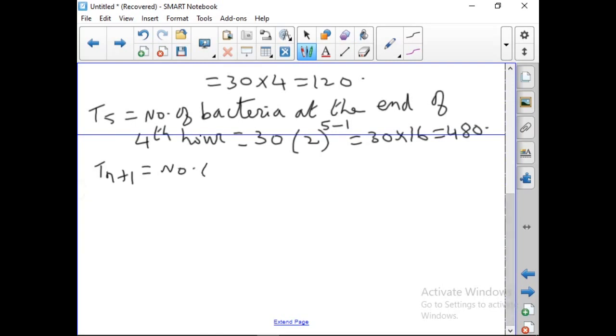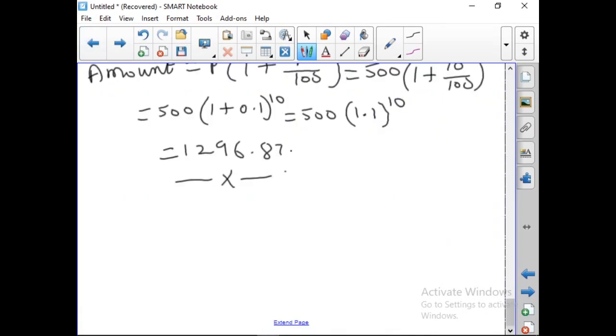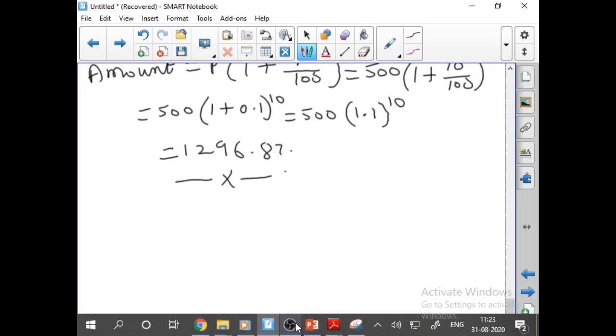T(n+1) is the number of bacteria at the end of the nth hour. So it is equal to 30 into 2 power n. We can end with this. So practice all these sums so that you will be able to score more marks. Okay, thank you students.